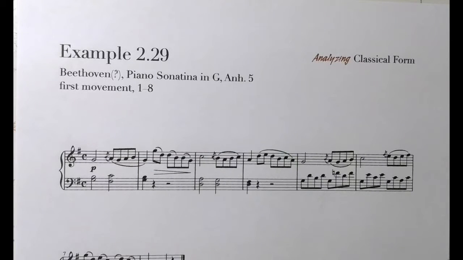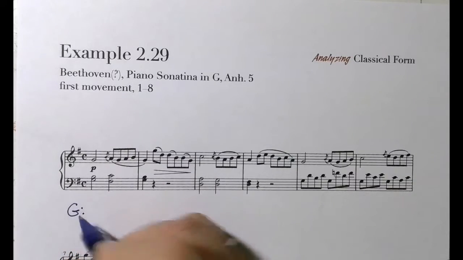This is our analysis of example 2.29. This is a work by Beethoven, the first 8 measures. We are in the key of G major.